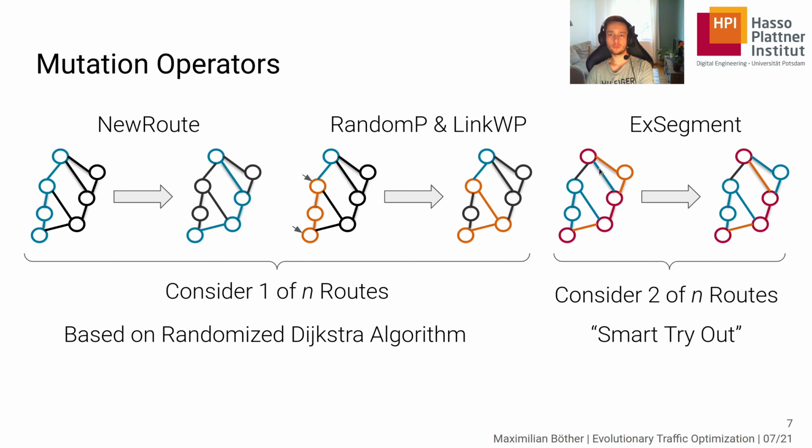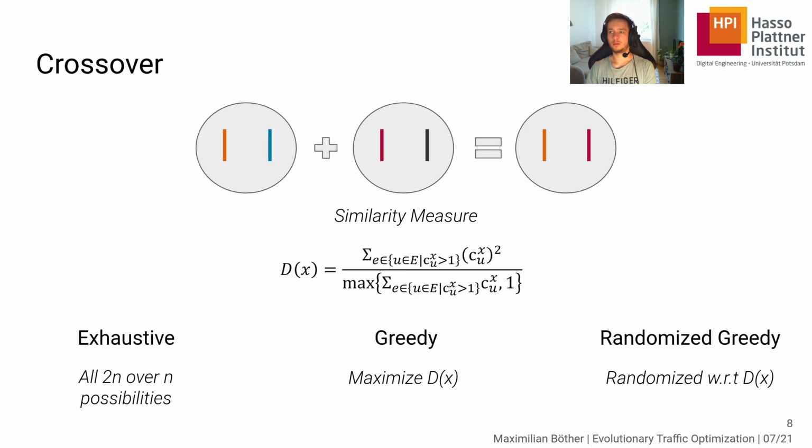And this needs two roots because we basically want to exchange subsegments between roots. And this doesn't include randomness, but given the solutions we already have, we want to find out if they maybe can provide something better. So let us now discuss the crossover again.